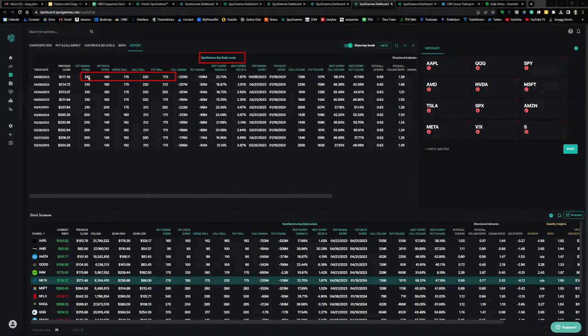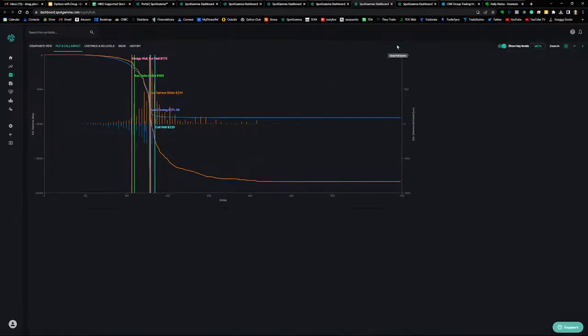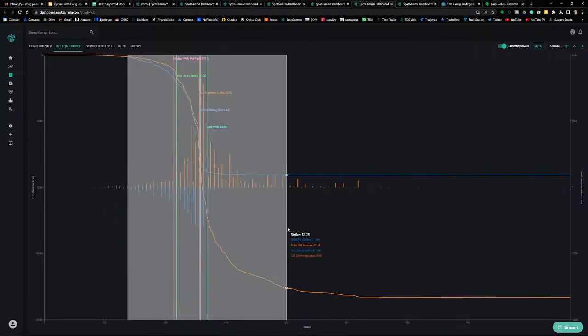So there's the key gamma strike at 210, the call wall at 220. Those are the levels that are in play for today. And you can also see the levels on this chart. And this is similar to the index absolute gamma level charts that I showed earlier in the presentation. And this is for Meta.